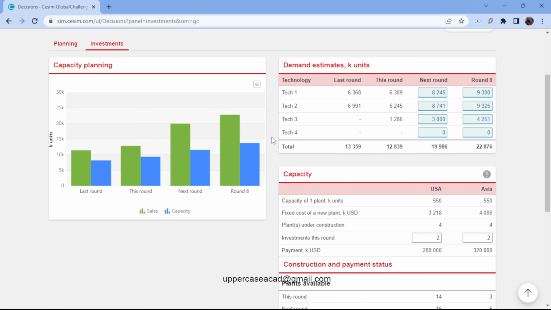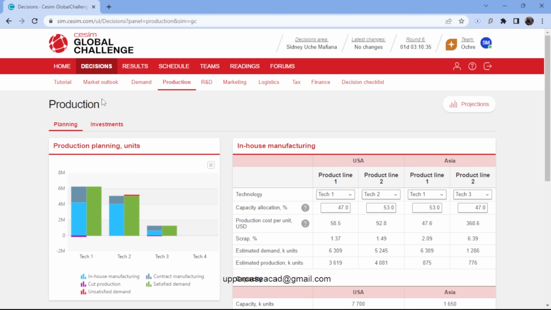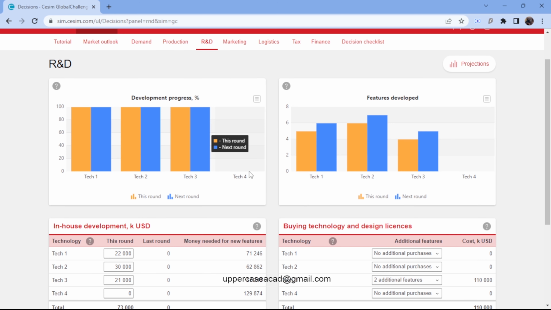Then with the CESIM production, we have strategically allocated capacity to meet the varying demands in different regions. We have decided to balance the in-house development and the contract manufacturing, because we can effectively serve our customers while optimizing on the cost. Now, the next part is the marketing. So let's move on to marketing.